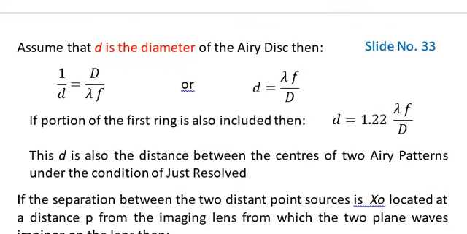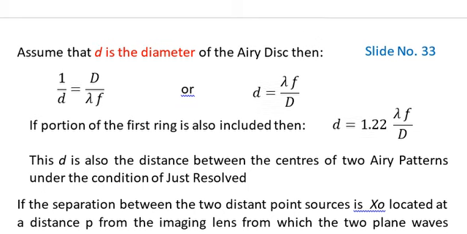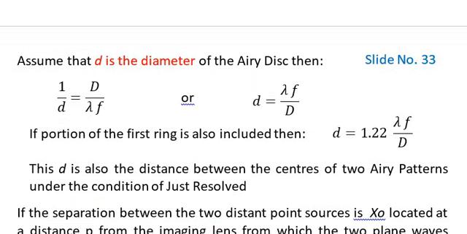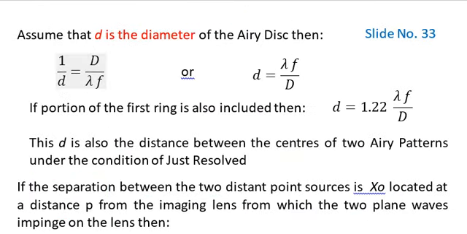Now let's assume that the diameter small d is the diameter of the Airy disk. So this central disk has a diameter which we have denoted by small d. Now we want to do some useful calculations. And you look at this equation, 1 over d is equal to capital D over lambda f.